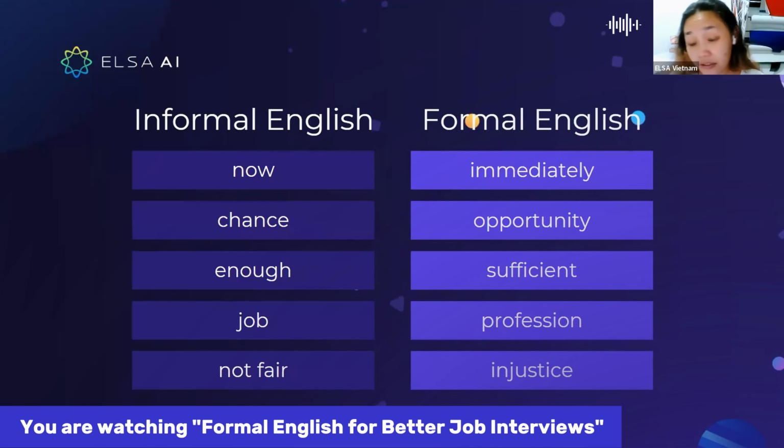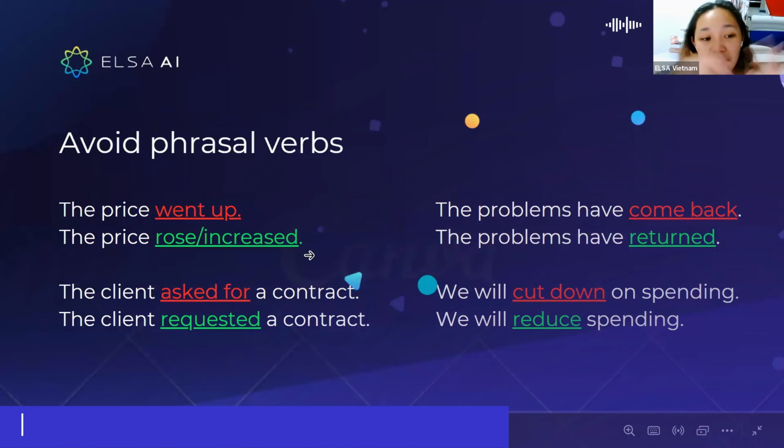For example, Sylvie mentioned a while ago the word job. One formal English term for that is profession, but it can also be occupation, right? So there are other options that we have for the formal English terms, but this is just an exercise to preface our discussion.